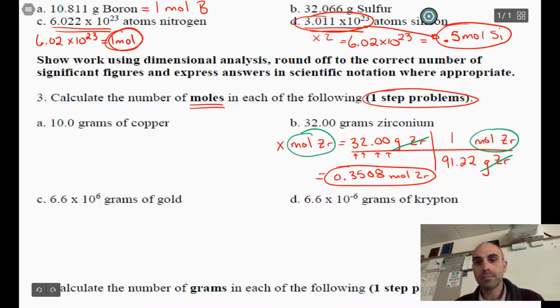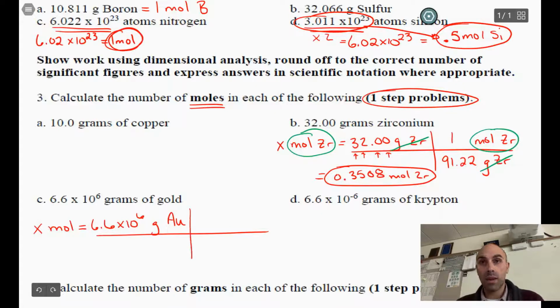Let's try another one. Let's take a look at C. How many moles of gold, Au, is equal to 6.6 times 10 to the 6 grams of gold? Again, make sure you cancel. In order to cancel, grams have to go on the bottom, moles on top. Now again, the grams and mole relationship is from the periodic table. That's the molar mass. Look it up on that periodic table. Pause this video if you need to. It is always per 1 mole, so 1 mole of gold is equal to the molar mass of gold. And the molar mass of gold, look it up, I'm giving you some time here. It is 196.97 grams per 1 mole.